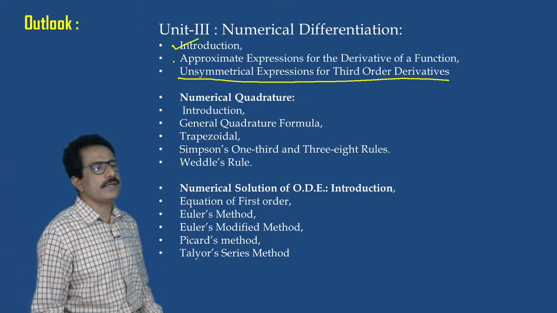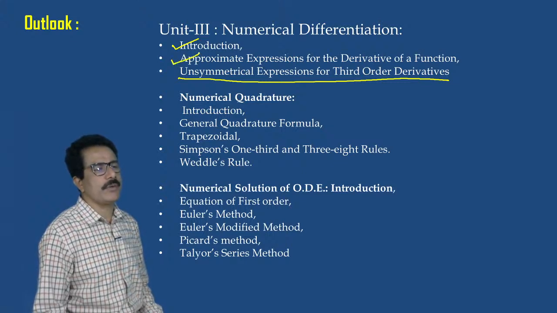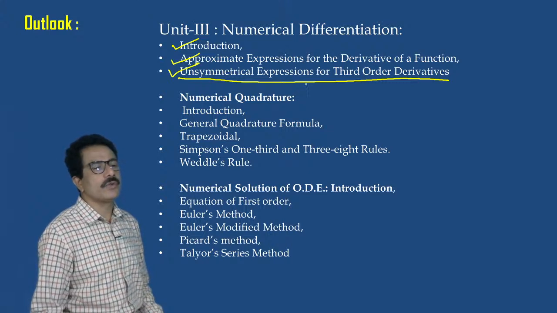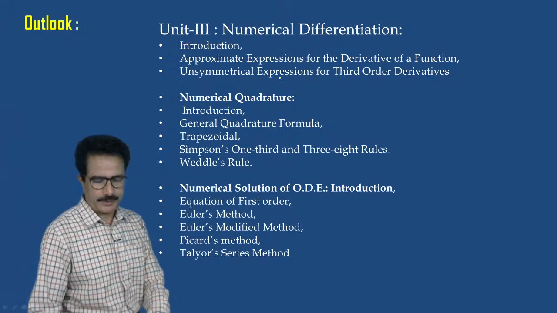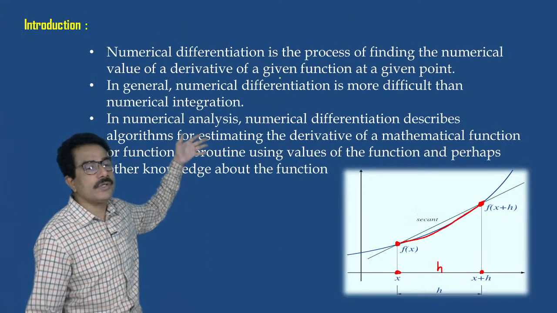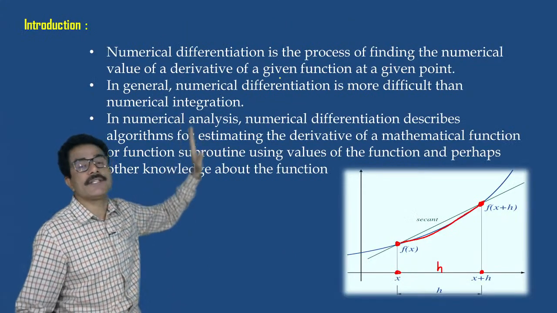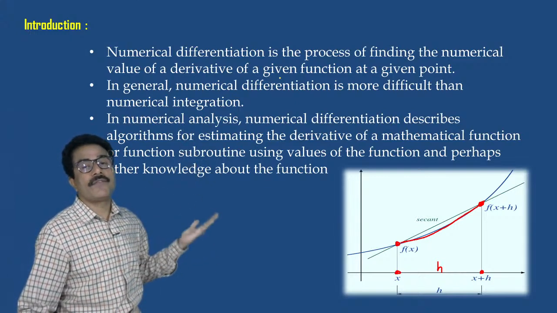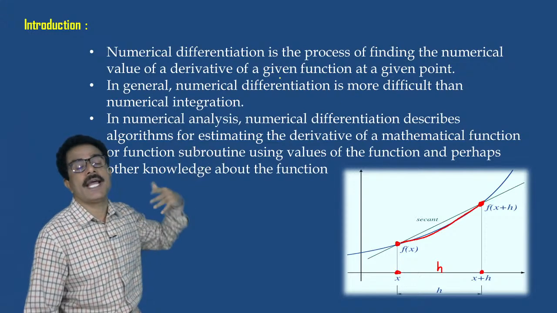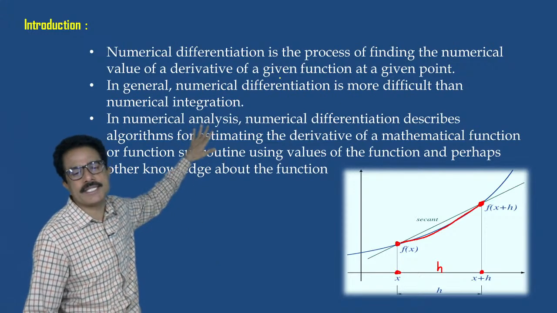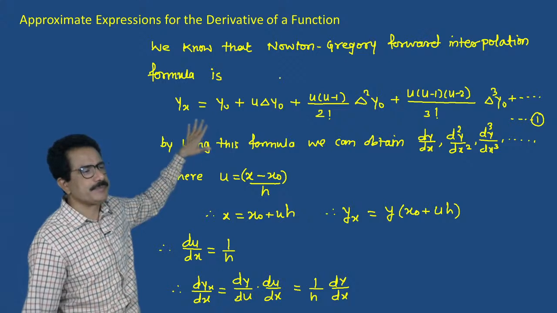We have seen the introduction in the last lecture, where we expressed approximate expressions for the derivative of a function. Now we have to express the third order differences. Okay, now you know that numerical differentiation is the process for finding the numerical values of a derivative of a given function at a given point, which we have studied in the last lecture.